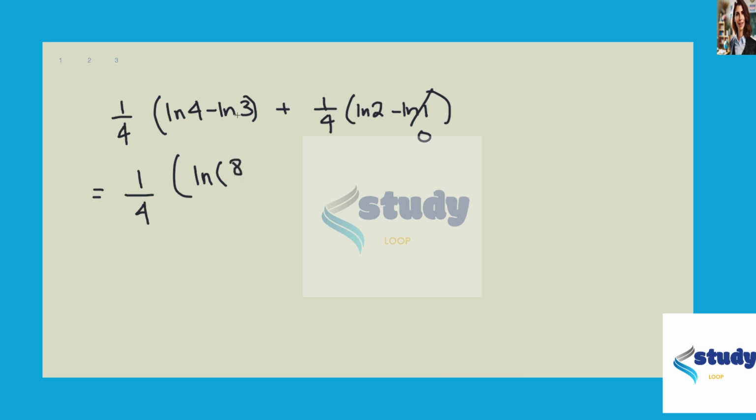And then we're subtracting ln 3, so we could put the 3 in the denominator inside the log. So really, let me erase that parentheses. We have ln of 8 over 3. And that's our final answer.